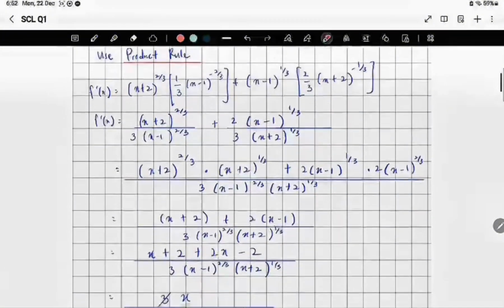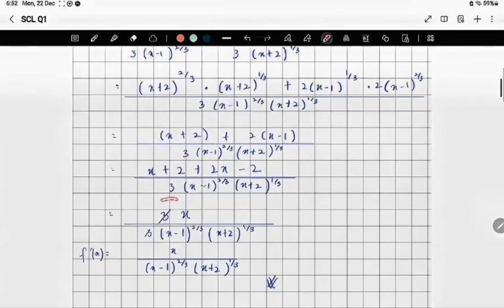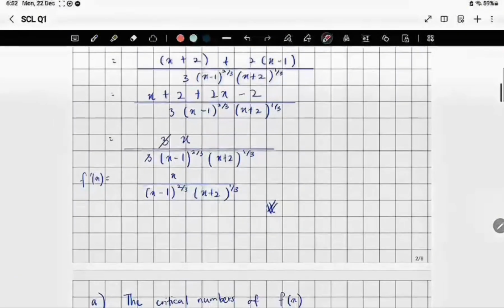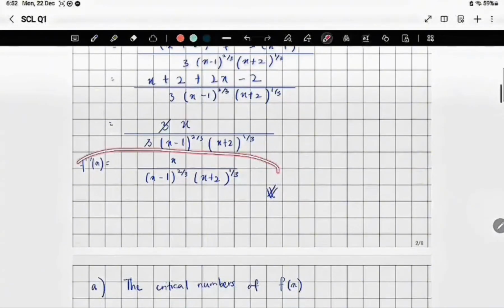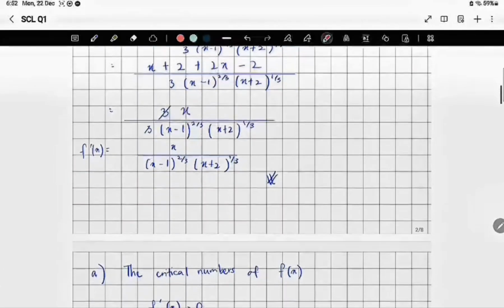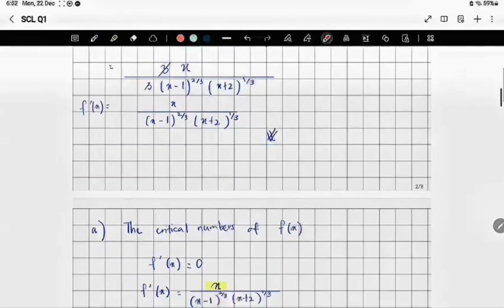So we solve like usual. Here I remove the 3 because it's common in the numerator and denominator, and then we finally get the simplified answer like this for our first derivative.